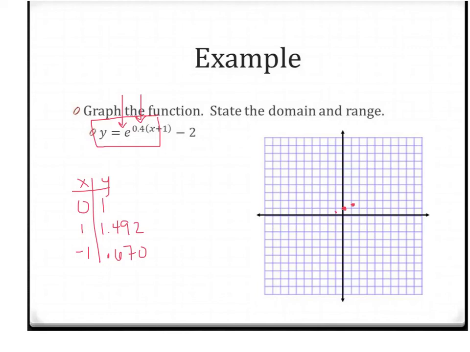And then we're going to shift our points. Plus 1 shifts them left, and a minus 2 shifts them down. So we're going to go left 1, down 2 for each of those points. Our asymptote, which was the x-axis, just shifted down 2, so we're going to come in along negative 2 here and come up. And there's our graph.